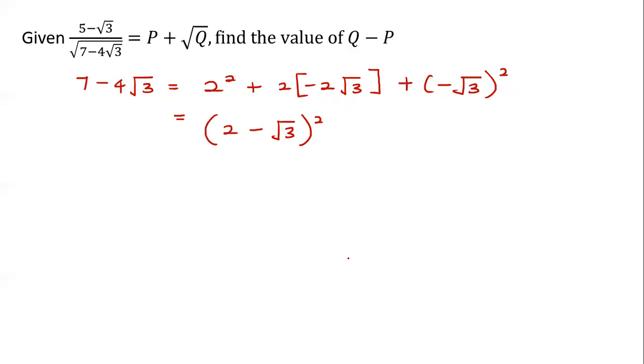Understand, class? So what I'm going to do now? Listen, I'm going to use this question now. Okay, let me start the solution of the question. So it's 5 minus square root of 3 over, okay, square root. So the inside one, the 7 minus 4 square root of 3, we can change with this one.